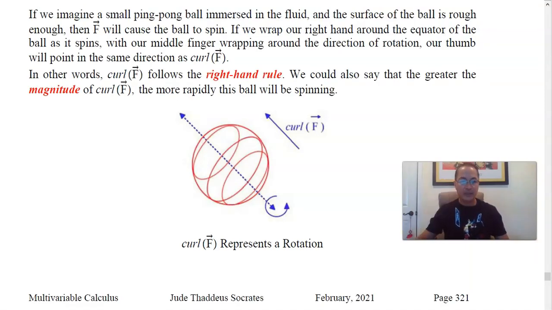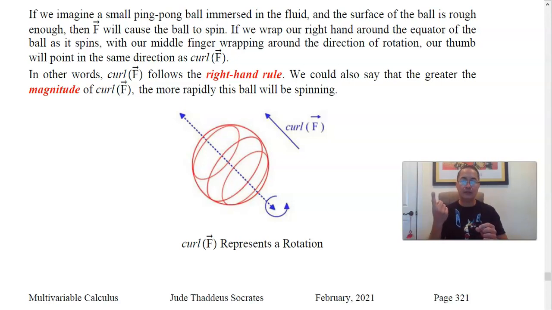Alright, so now let's talk about what exactly is the meaning of the divergence and the curl of a vector field. We're going to start with the curl. The main point is that curl represents a rotation. If you imagine that your vector field is a river, and you toss, let's say, a ping pong ball into that river, the ball is going to spin, and as it moves along the river, it's going to spin along different axes.